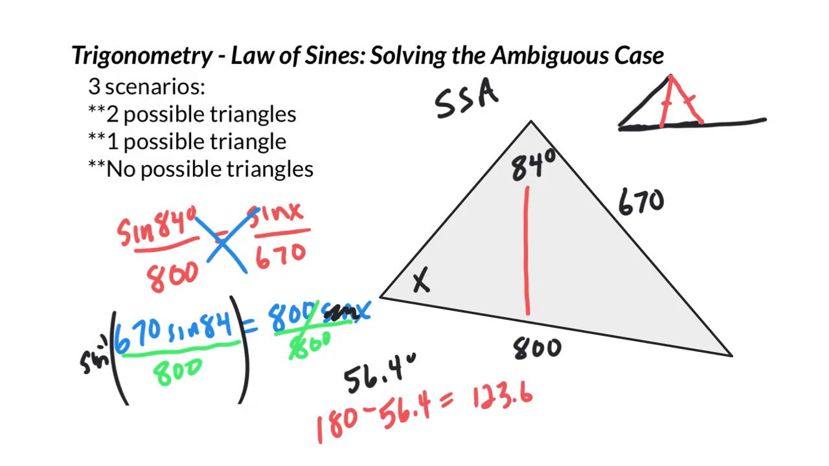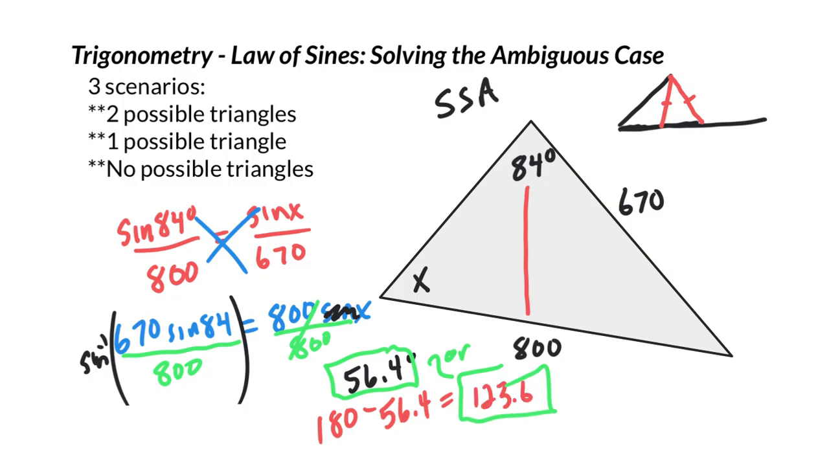So we have this angle or this angle. And you might say, okay, so we found those two possible triangles because we have two. But here's the issue. We knew 84 degrees. And we said this could either be 56.4 or 123.6.